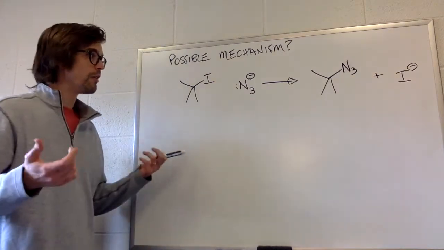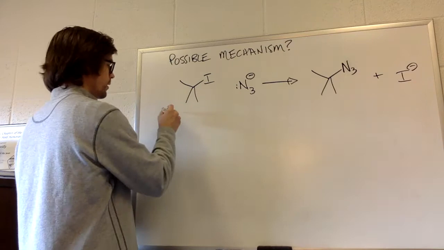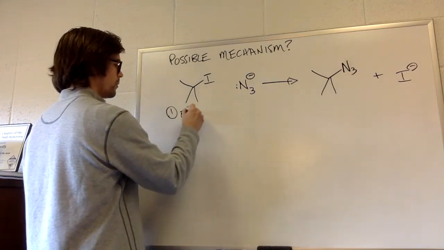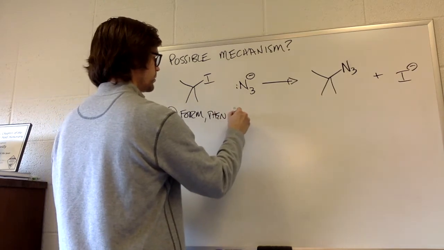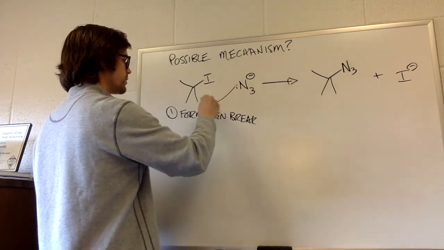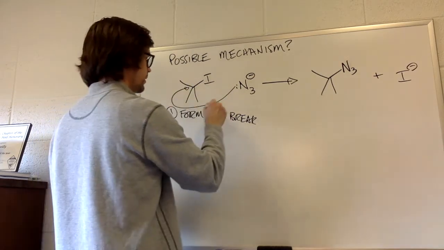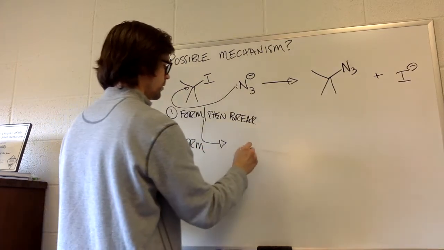So we kind of have two options, right? We could form, then break. So one option would be form, then break. So let's try that. So if we form the bond first, then this N3 would somehow attach there. That's our form.